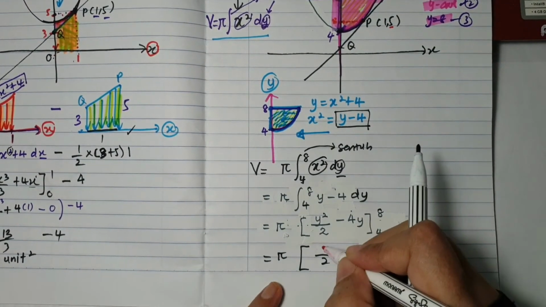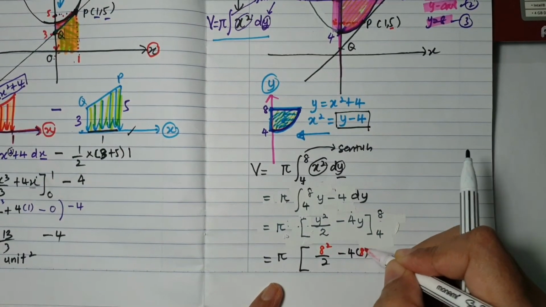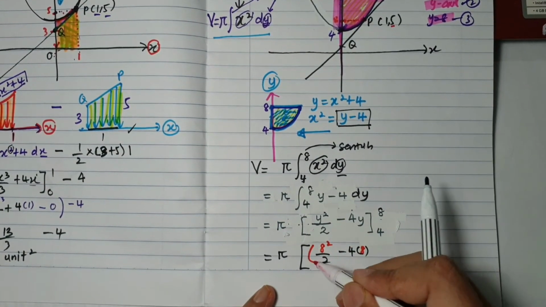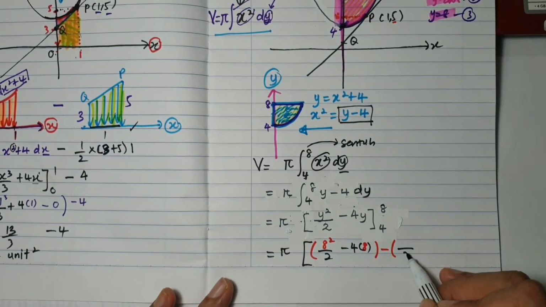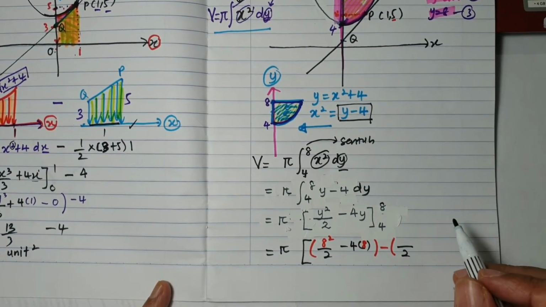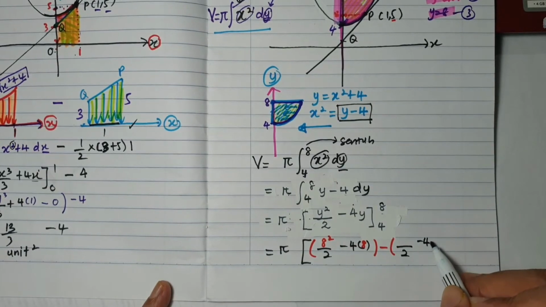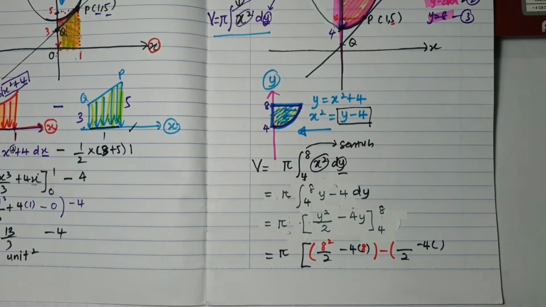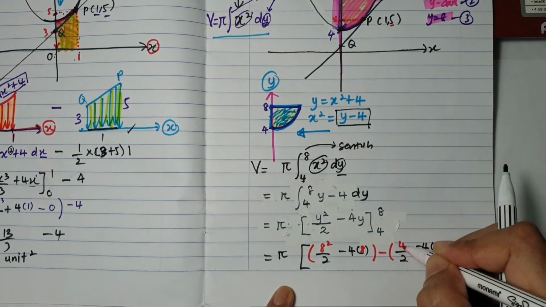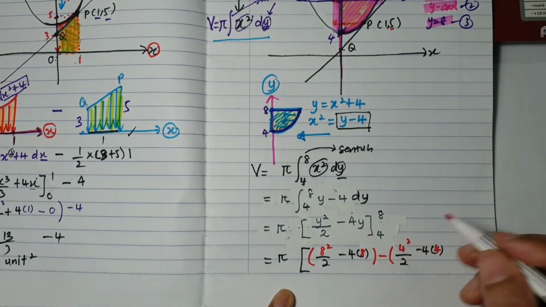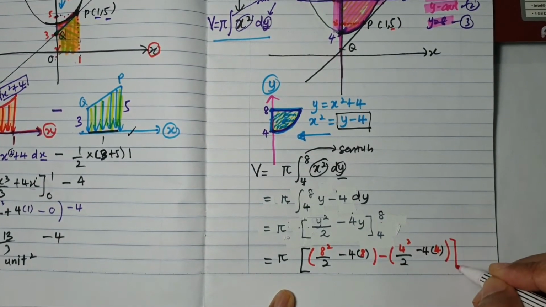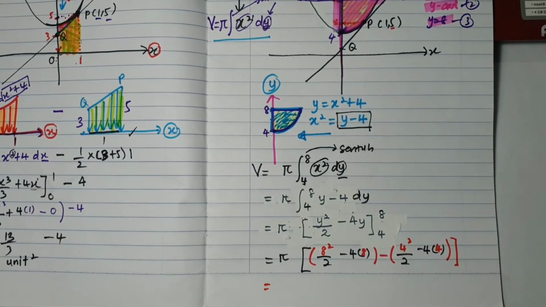Put in y as 8, then minus, put in y as 4 next: 4 squared over 2 minus 4 times 4, y right now is 4. Close bracket, then solve.